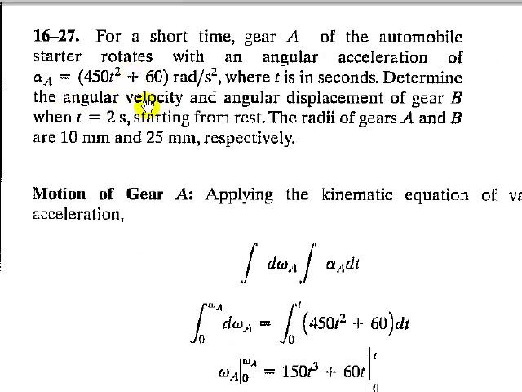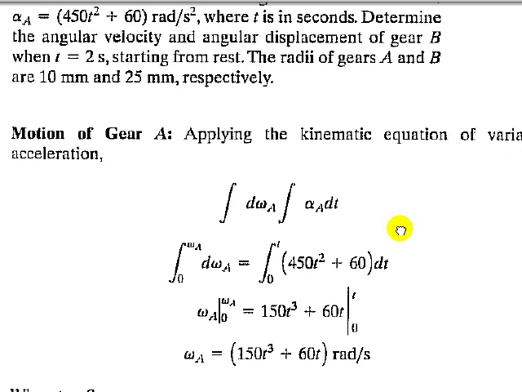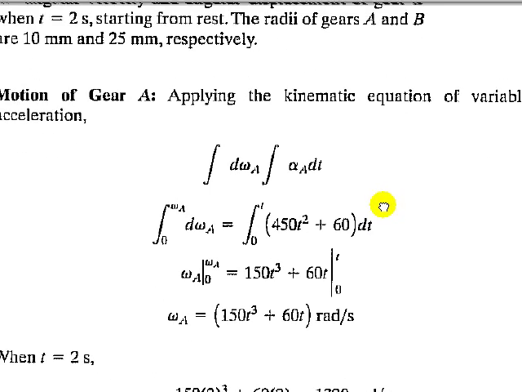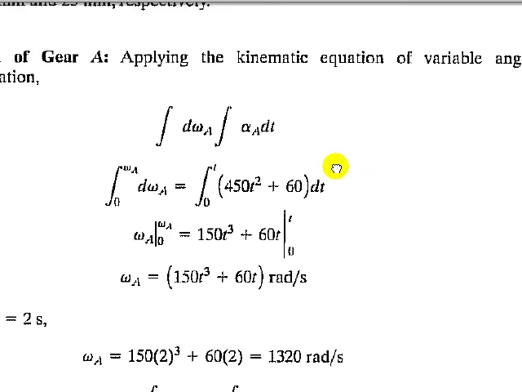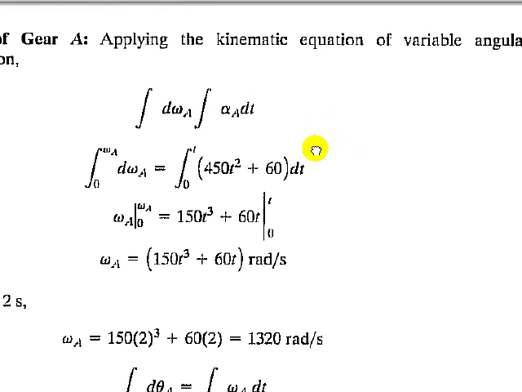We're wanting to get the velocity and displacement, and eventually we want to know about gear B. We'll get there eventually, but it looks like we're going to stay with A for a little while. And we can always move from A to B using constant velocity or acceleration equations.